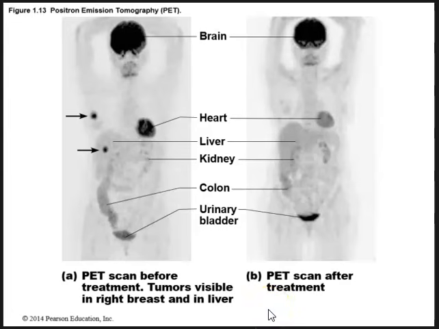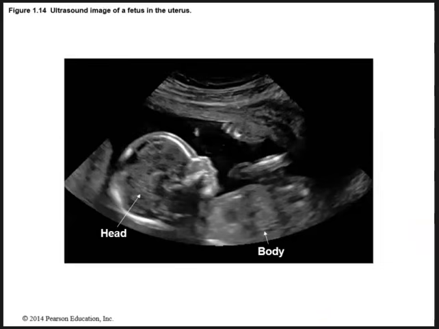We use this to follow a patient with regards to before and after treatment. So here we can see the PET scan before treatment. We can see the different tumors that are visible here in the right breast. And then in here we can see one in the liver. And then after treatment we can see that the tumors might have shrunk or are no longer visible. Then we have ultrasound, of course, which shows images of the fetus within the uterus. We can see the head right there and the body.